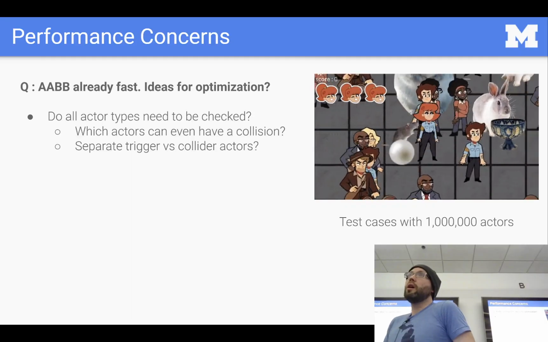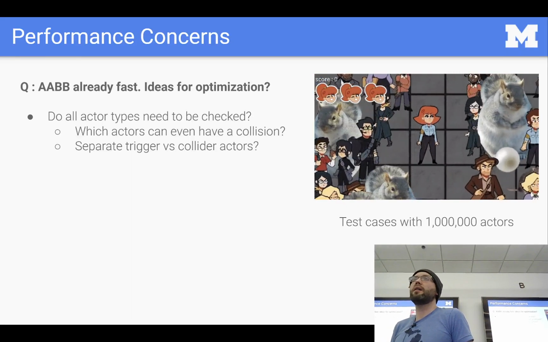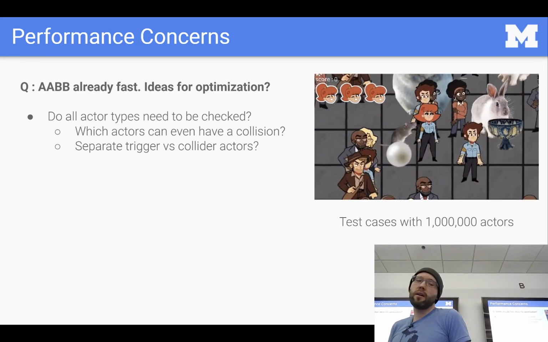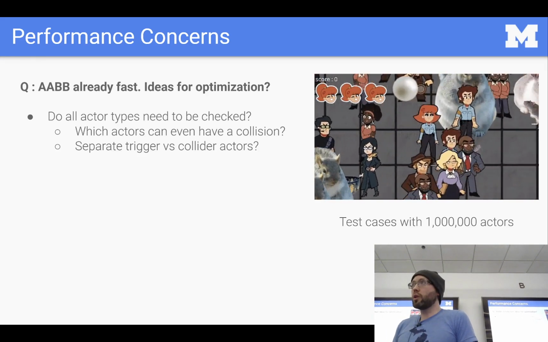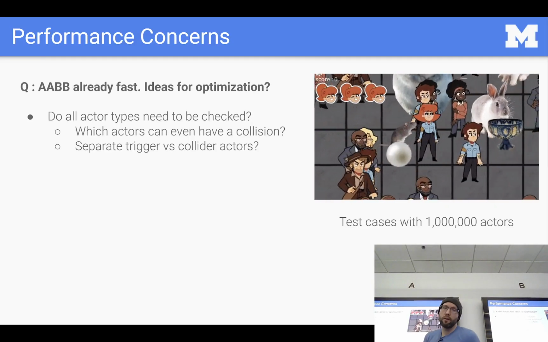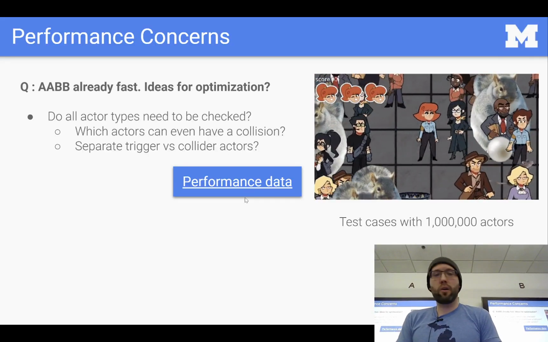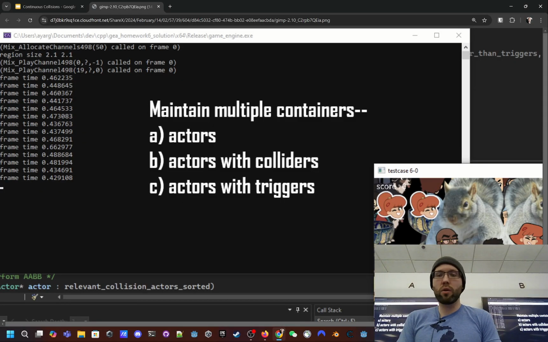So here's something you could do, right? If an actor doesn't have a collider, it can't collide with anything that does, okay? What about triggers versus colliders? Can you separate and treat those differently? You can, all right? When you do those kind of performance improvements, you get a lot of time back. And I mean quite a few, a ton.